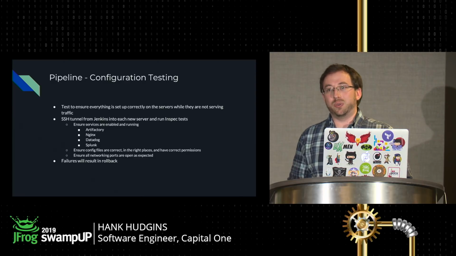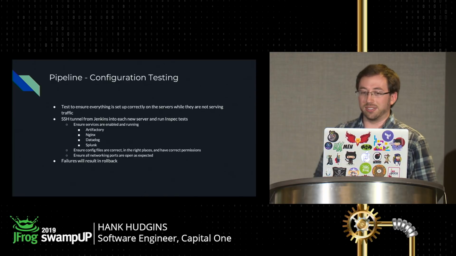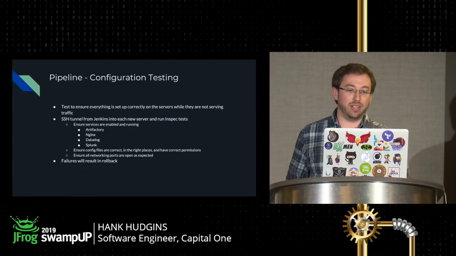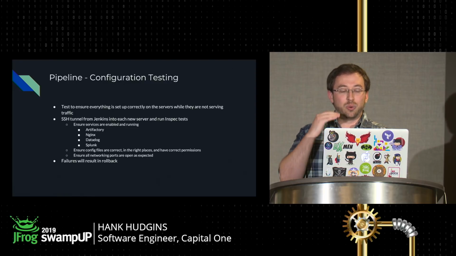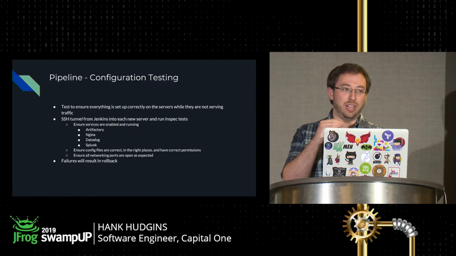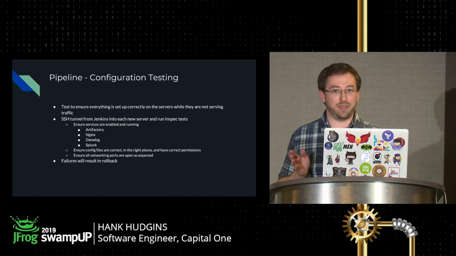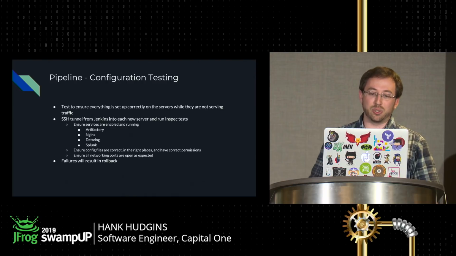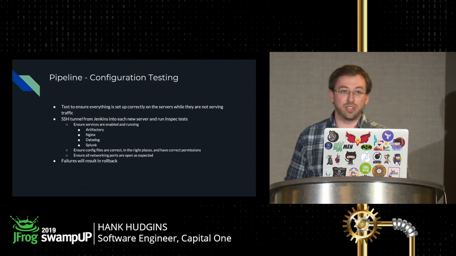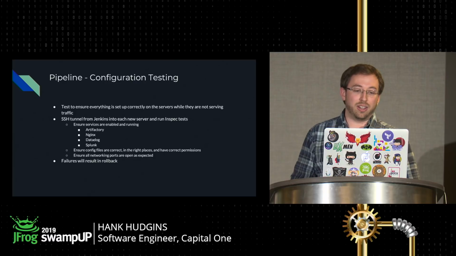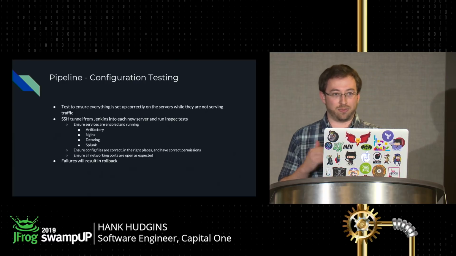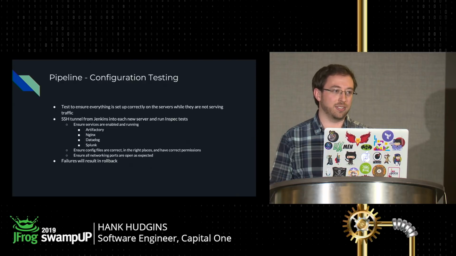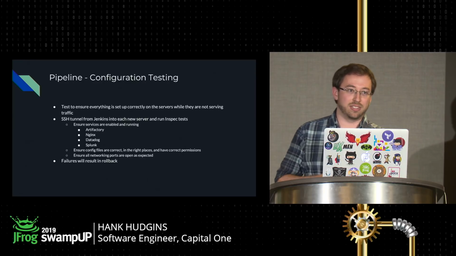So now I'm going to go into a few of the different testings that we do after we deploy. And we have to pass these testings before we determine that it's okay to flip traffic back over. So the first one we do is configuration testing. And this is just to ensure everything is set up correctly on the servers while they're not serving traffic. And so we actually SSH tunnel from Jenkins into each of the new servers, and we remotely run Inspec tests to make sure everything is set up correctly.